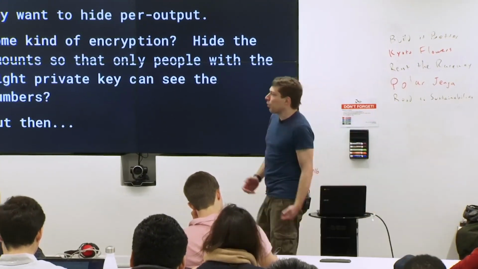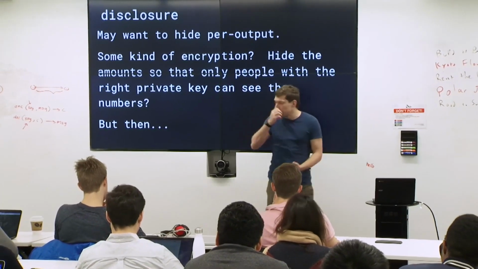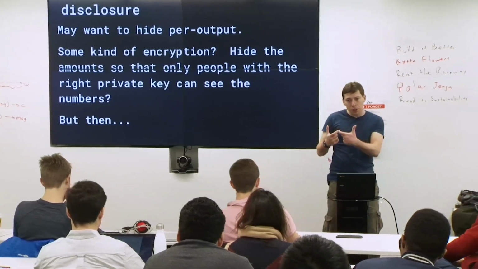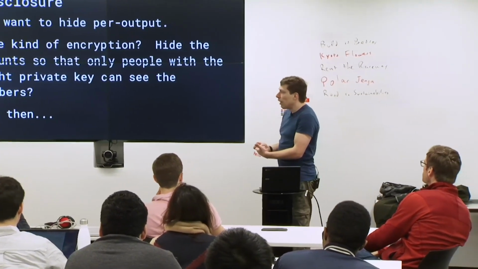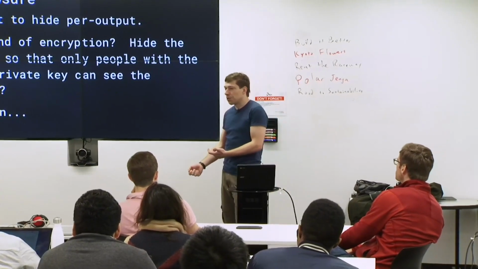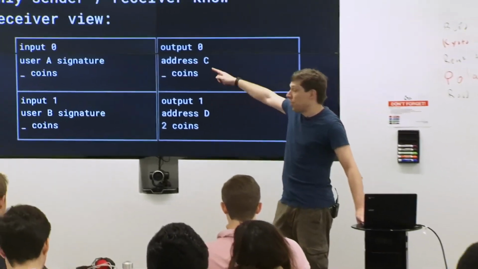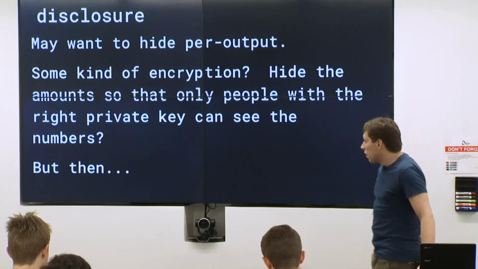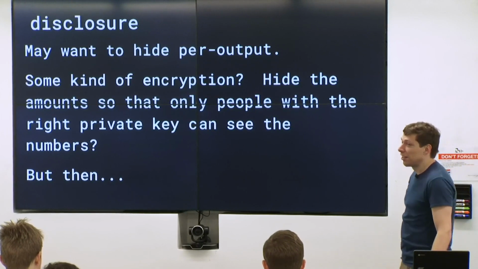So maybe we could say, okay, there's some kind of private key that the sender creates, encrypts the amounts, and then they put the encrypted amounts in the transaction, and they reveal the key to the receiver. And potentially you could have different keys for each amount, right? That would work. Any problems with that idea?